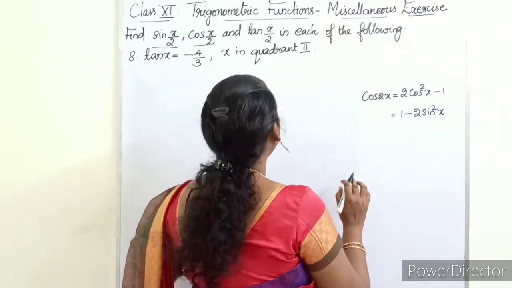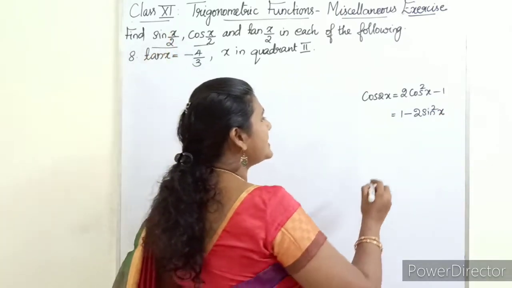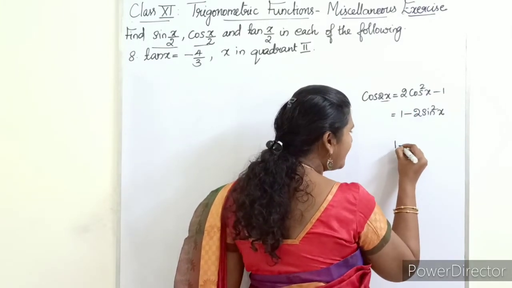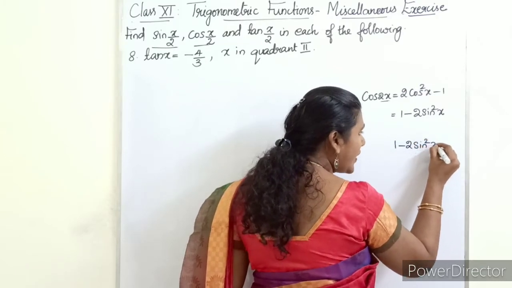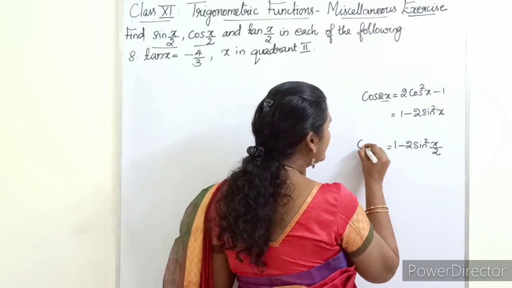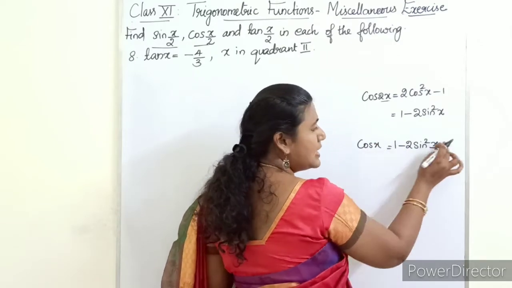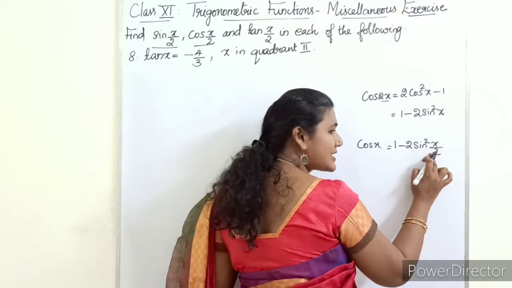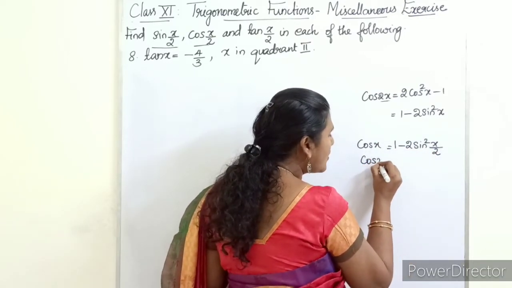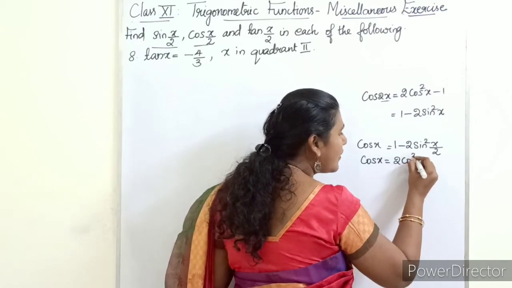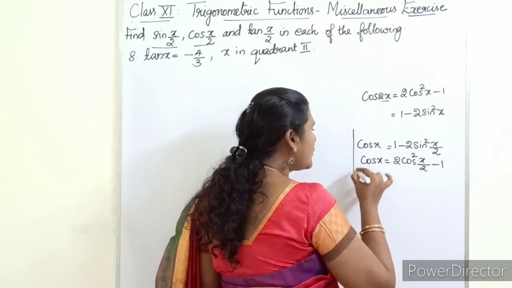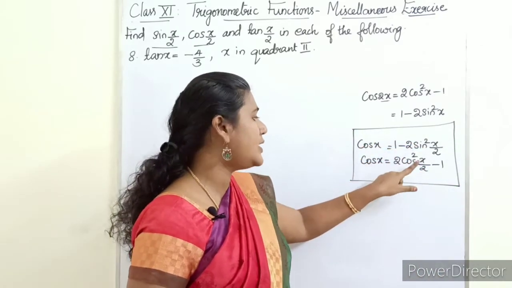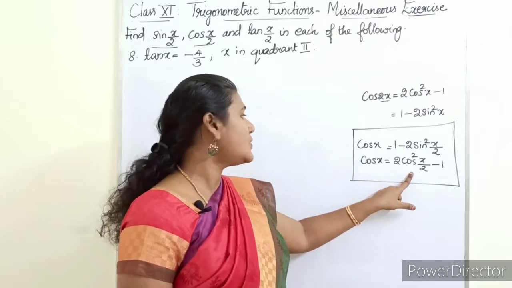So here we need x by 2. Imagine whatever angle is here, only a half will come here. So suppose we want 1 minus 2 sin square x by 2, then here it should be cos of the double of this angle. Double of this angle means cos x. So cos x is equal to 1 minus 2 sin square x by 2, and similarly cos x is equal to 2 cos square x by 2 minus 1. So we are going to use these two formulas for finding the sin x by 2 and cos x by 2 values. So how to find?